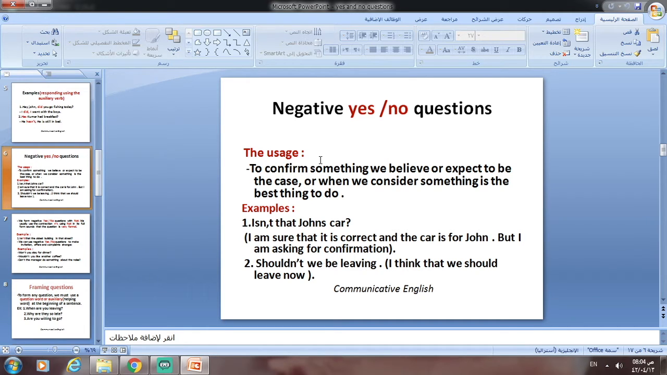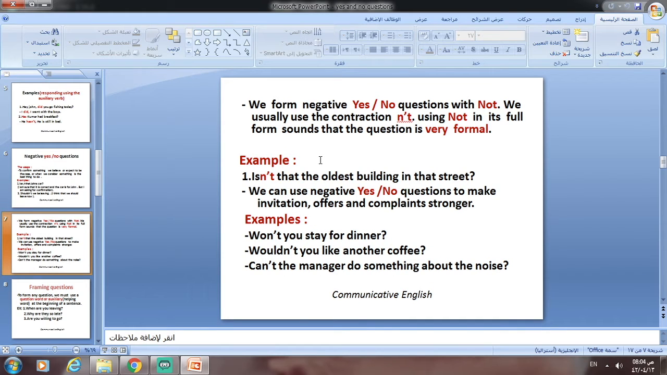For example, isn't that John's car? This means that I am sure it is correct and the car is John's, but I am asking for confirmation. Shouldn't we be leaving? I think that we should leave now. So it's good to use negative yes/no questions too.